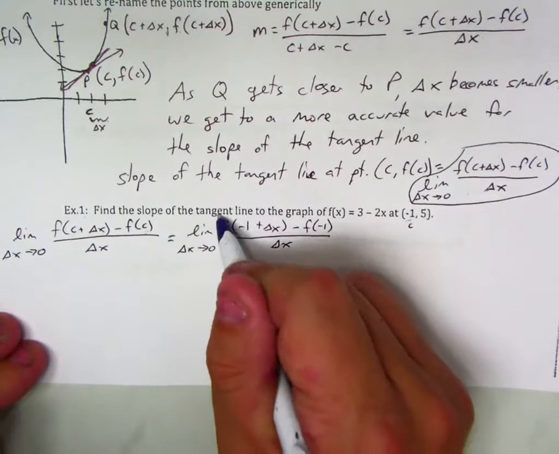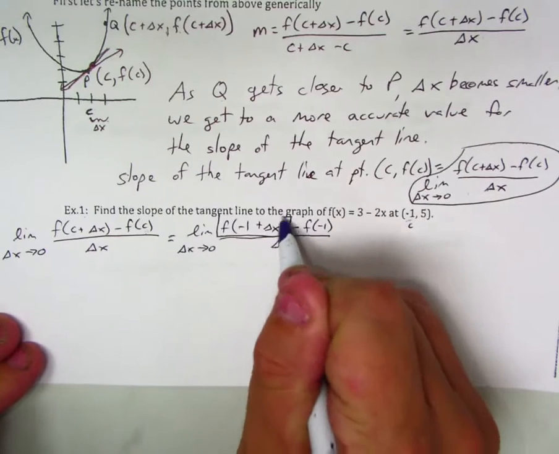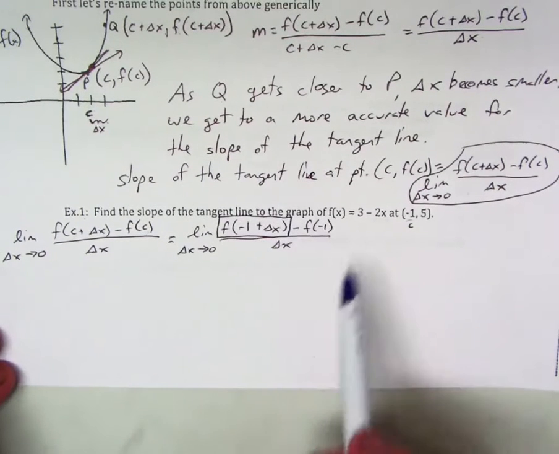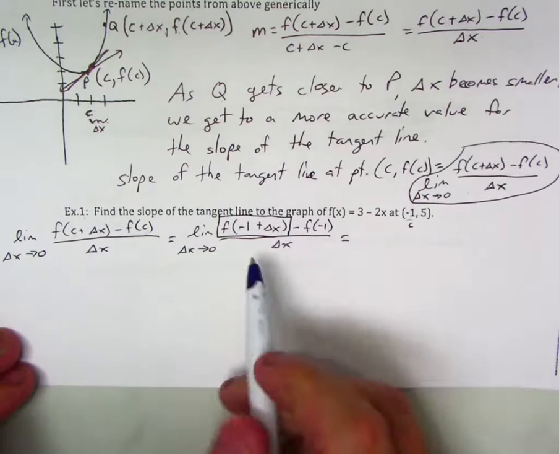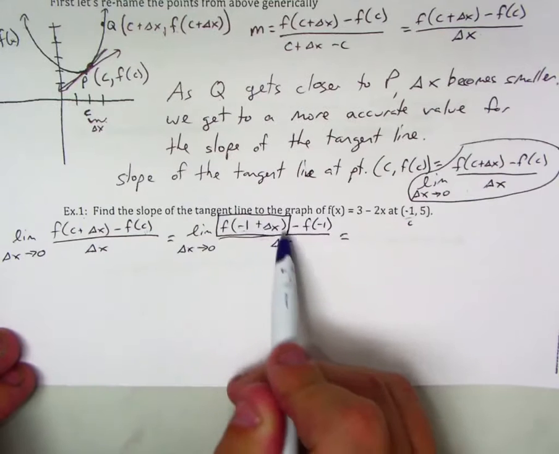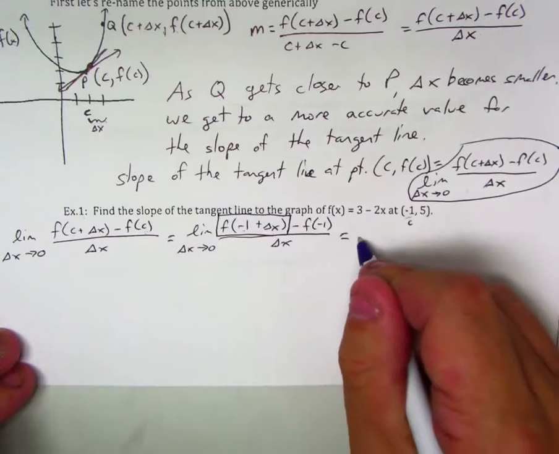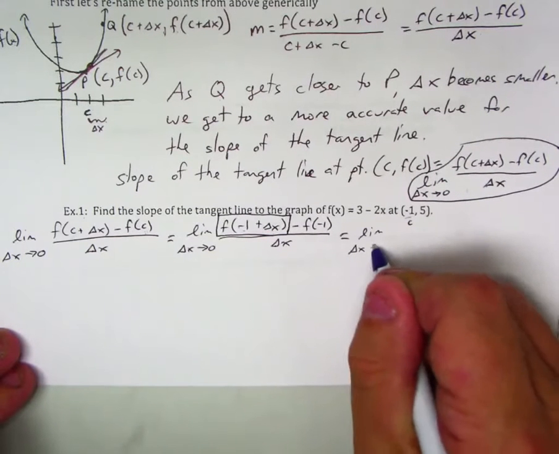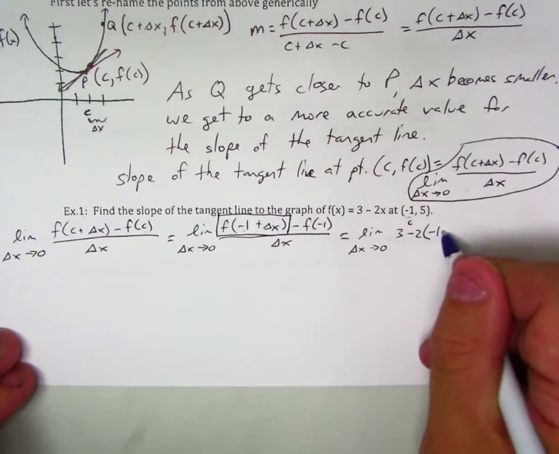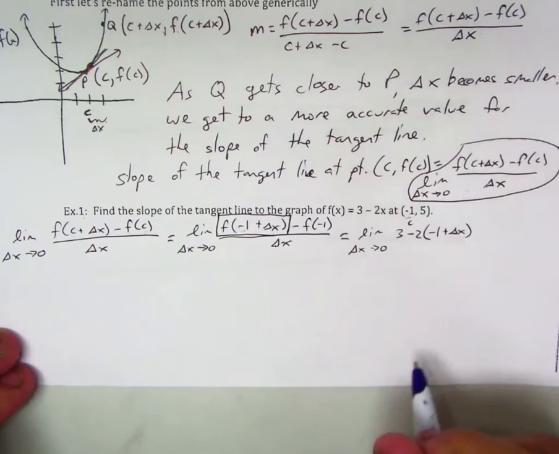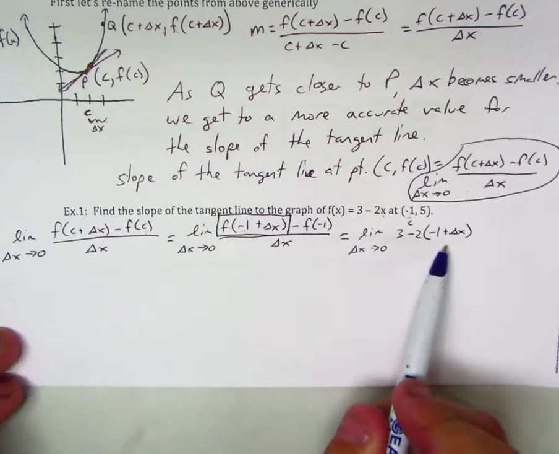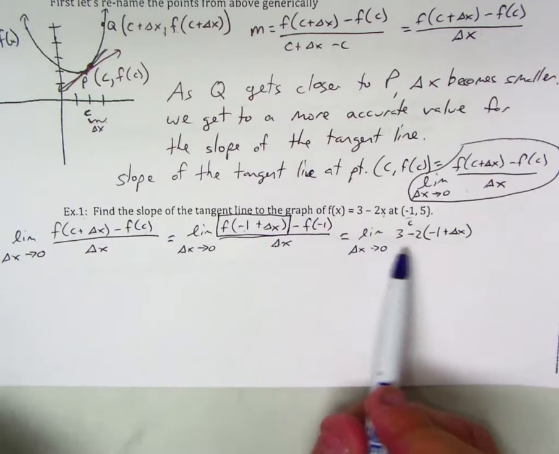So now what we need to do is figure out what f of negative 1 plus delta x is. We need to do our evaluations for the function. We have to plug these inputs into the function, and let's see what happens. So remember, the thing inside the parentheses, negative 1 plus delta x, that's your input. That's what we are going to plug in for x. So we're going to have the limit as delta x approaches 0 of 3 minus 2 times negative 1 plus delta x. So I'm plugging negative 1 plus delta x in for x. That's what this is. So this thing right here is f of negative 1 plus delta x.